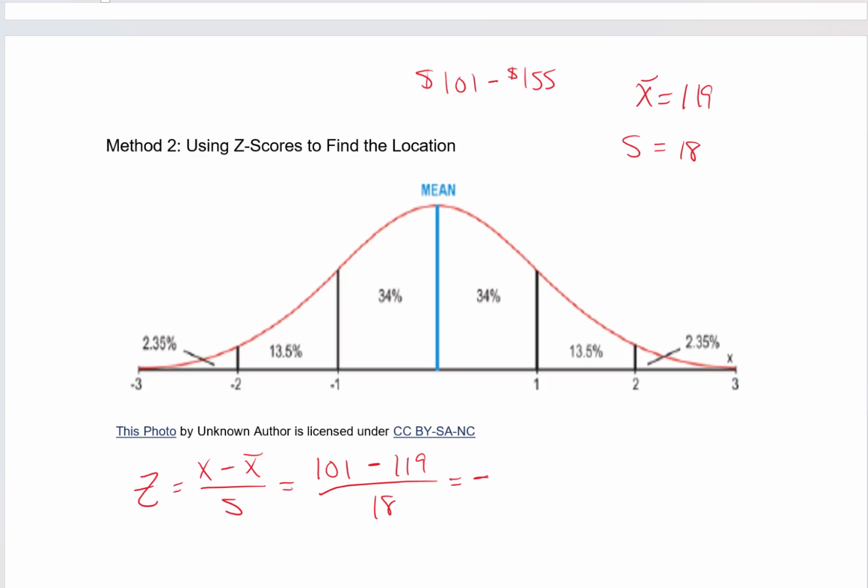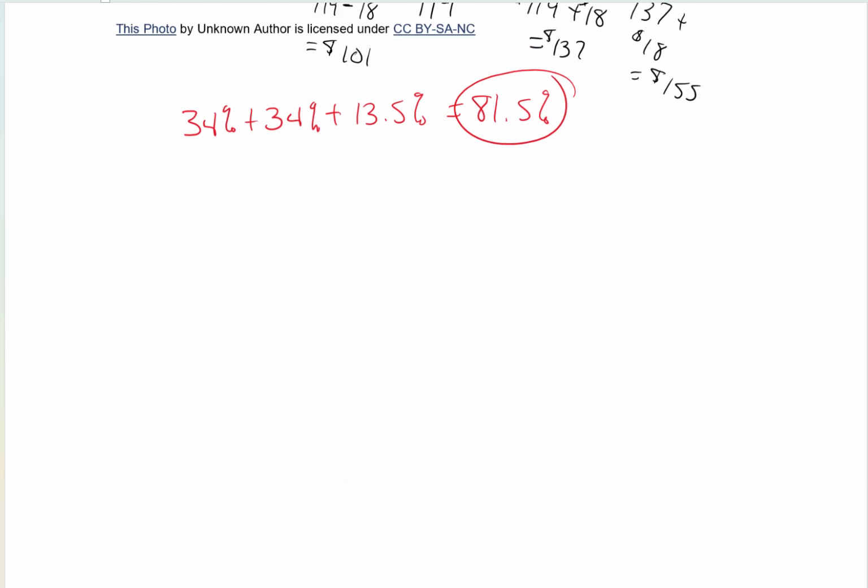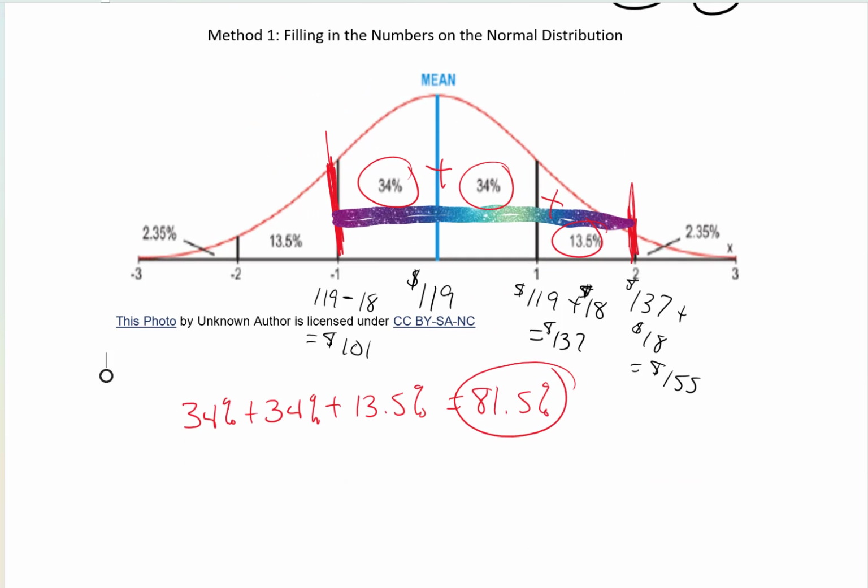I do that calculation and I get a z-score of -1. That tells me I am 1 standard deviation below the mean, so I know the location of that $101 now. Notice that is the same location that we got when we filled in the ruler.